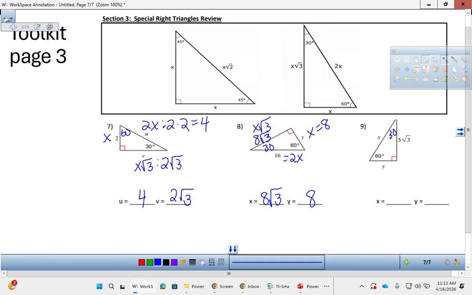Across from the 30-degree angle is x. The hypotenuse is 2x. And across from the 60-degree angle is x root 3. So look at what we've got. We've got the across from the 60. 5 root 3 is in the x root 3 spot. So what's x? 5. Right? Because I already have the root 3 part taken care of, which means the x must be 5. So 2x must be 10, right? Because 2 times 5 is 10. So x, that spot is 10, and y, that spot is 5.